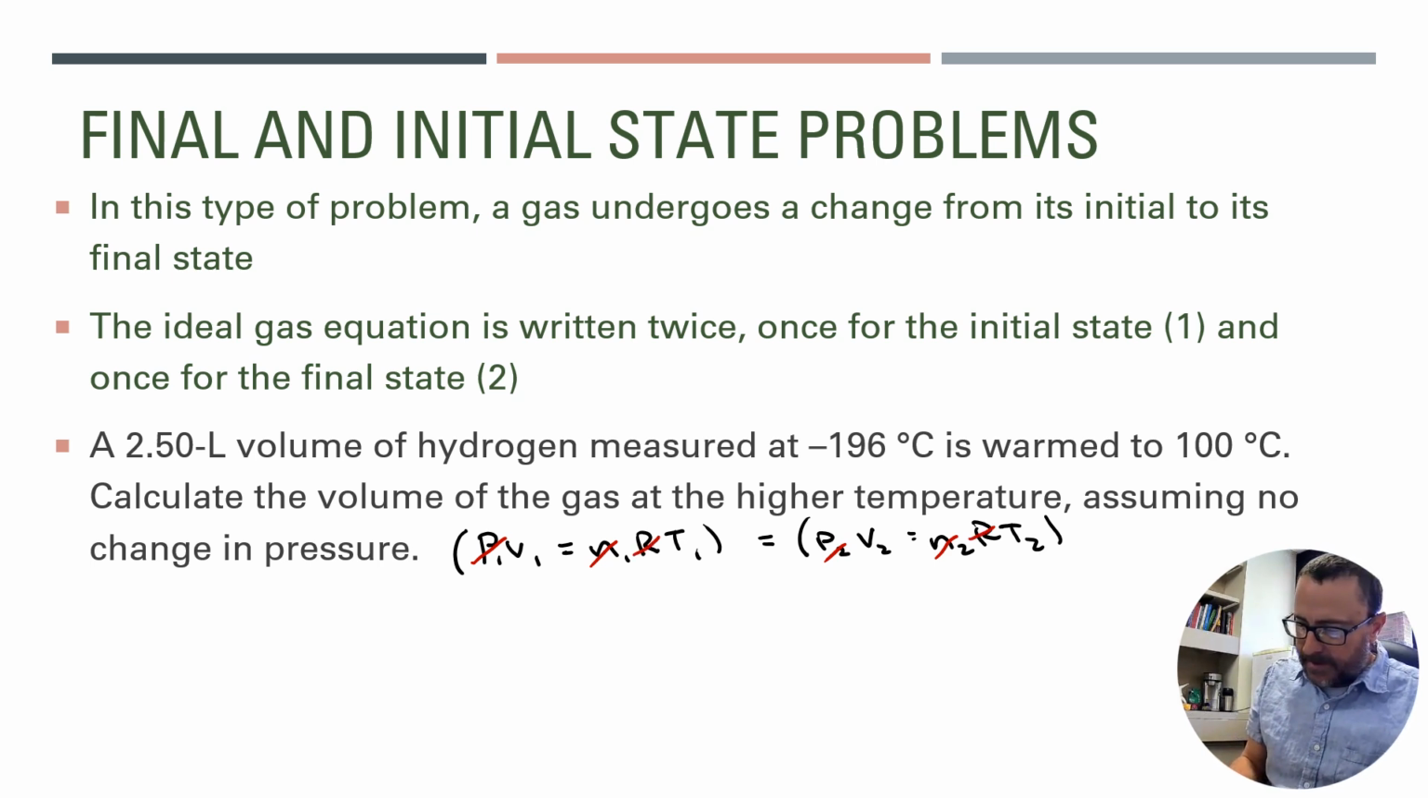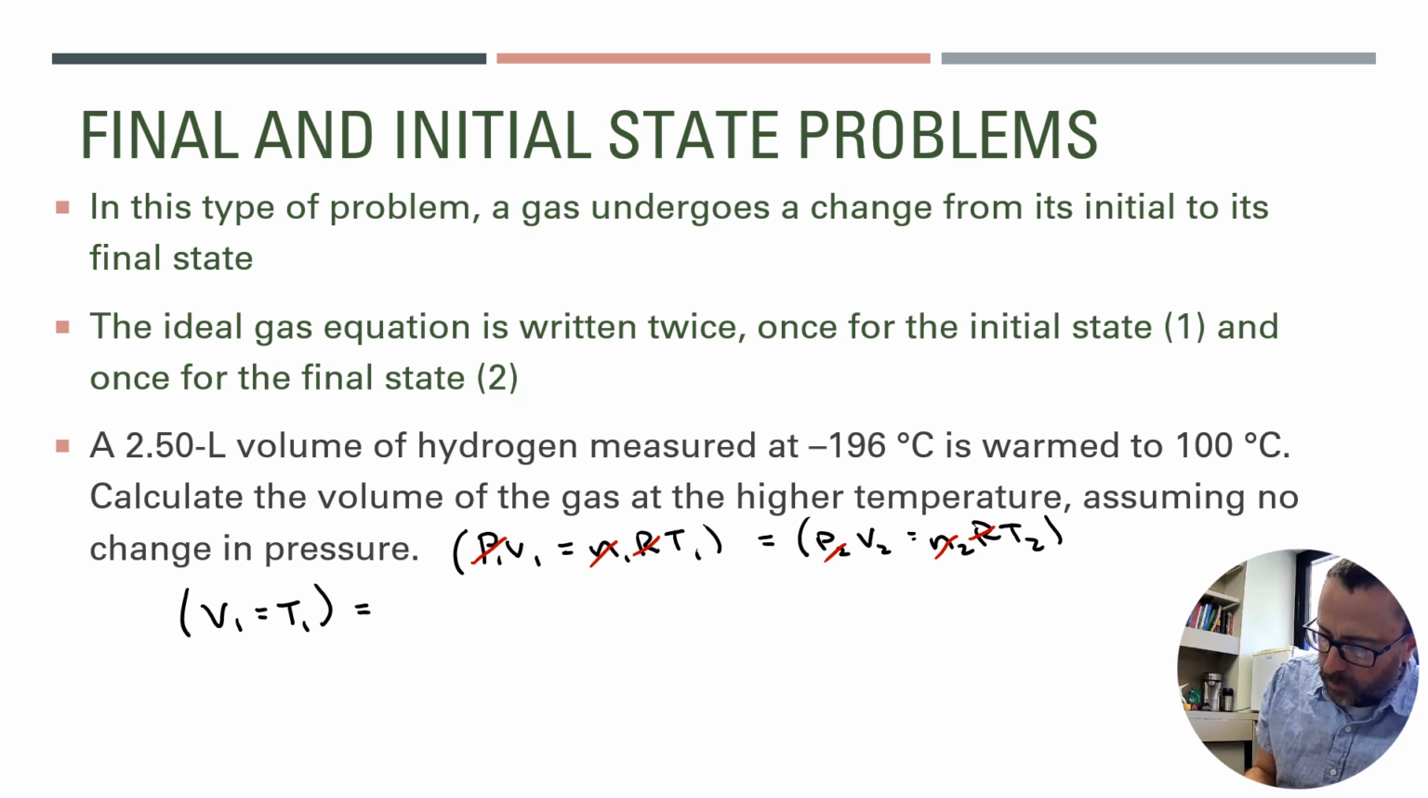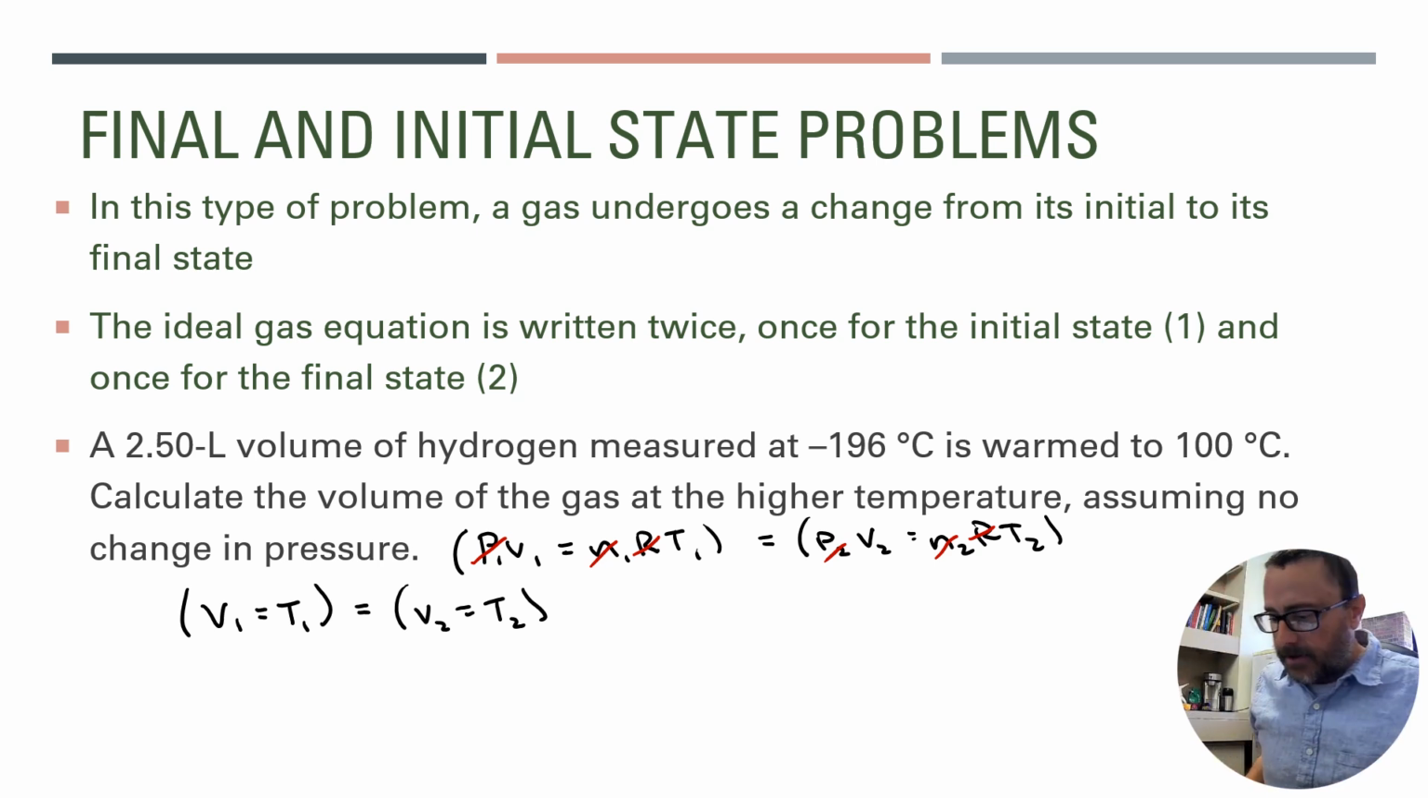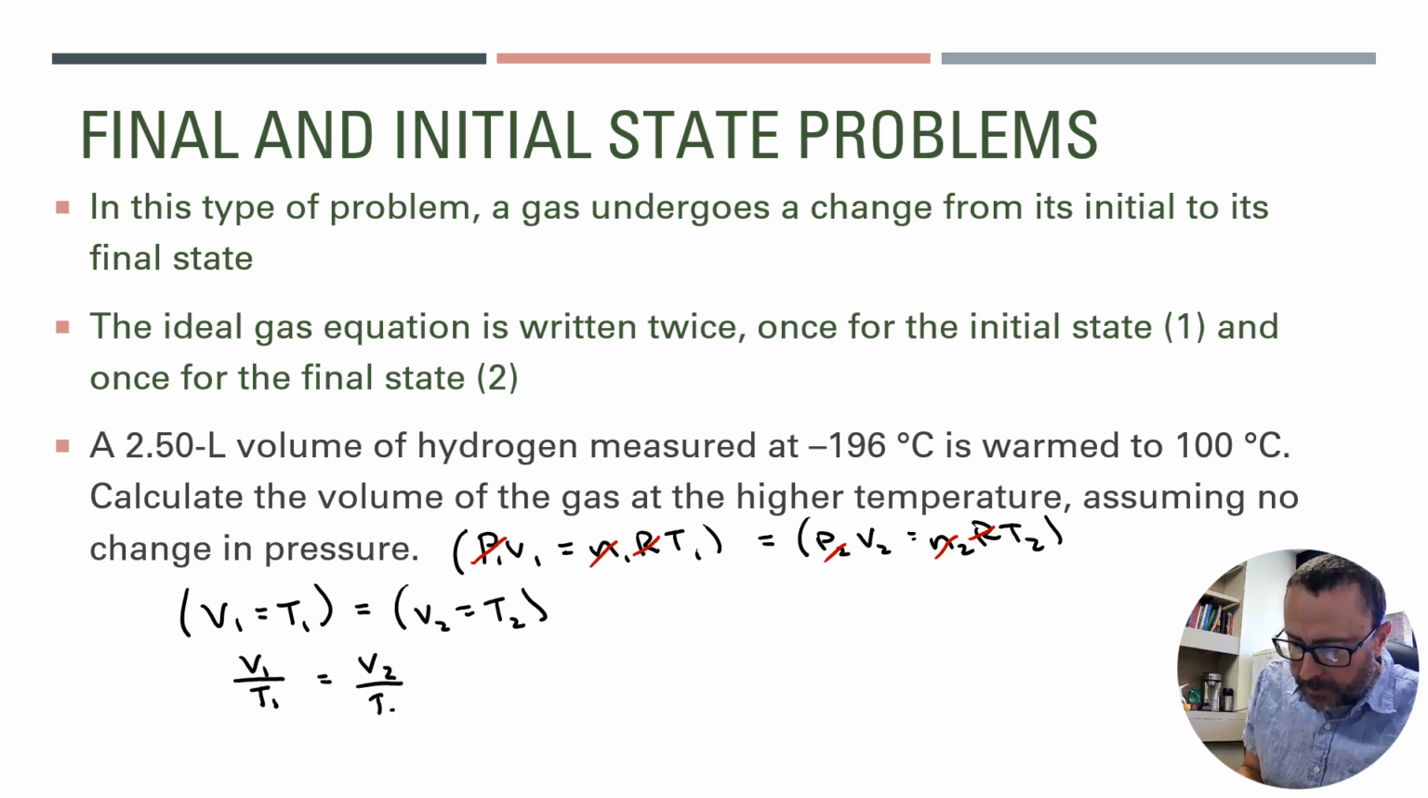So this then simplifies to V1 over T1 is equal to V2 over T2. Now, when you have things that are equal to each other, you can write them as ratios. And so another way of writing this is V1 over T1 is equal to V2 over T2.